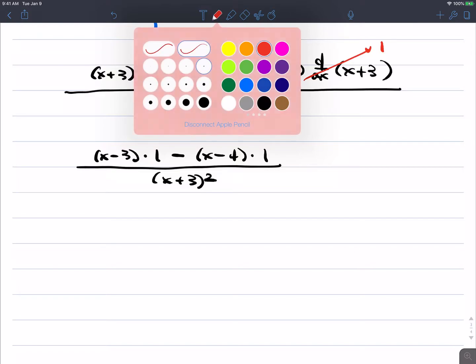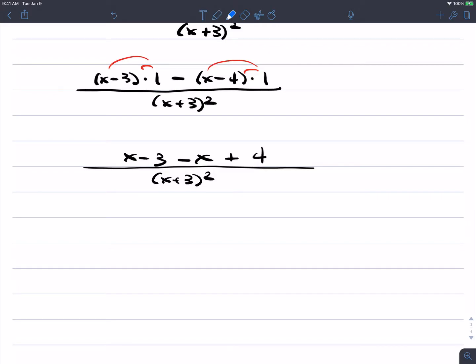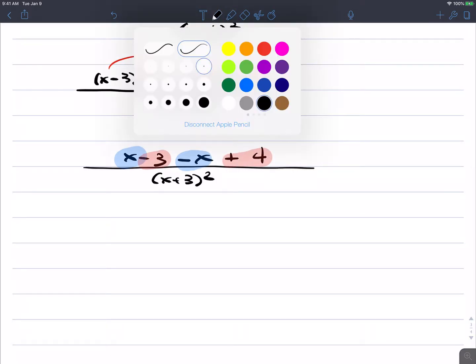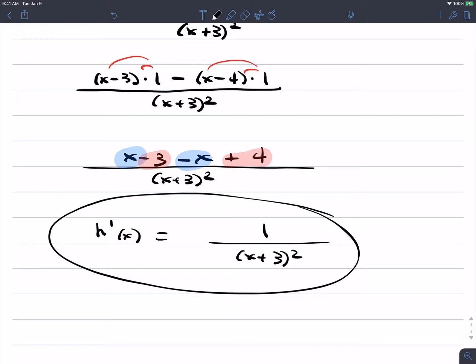So as I distribute now, here's what we end up with. x plus 3 minus x plus 4, everything over x plus 3 squared. So as I combine my terms, x and minus x goes away. And don't forget here, positive 3 plus 4 gives us really positive 7. So this derivative will be 7 over x plus 3 squared. And you're done.